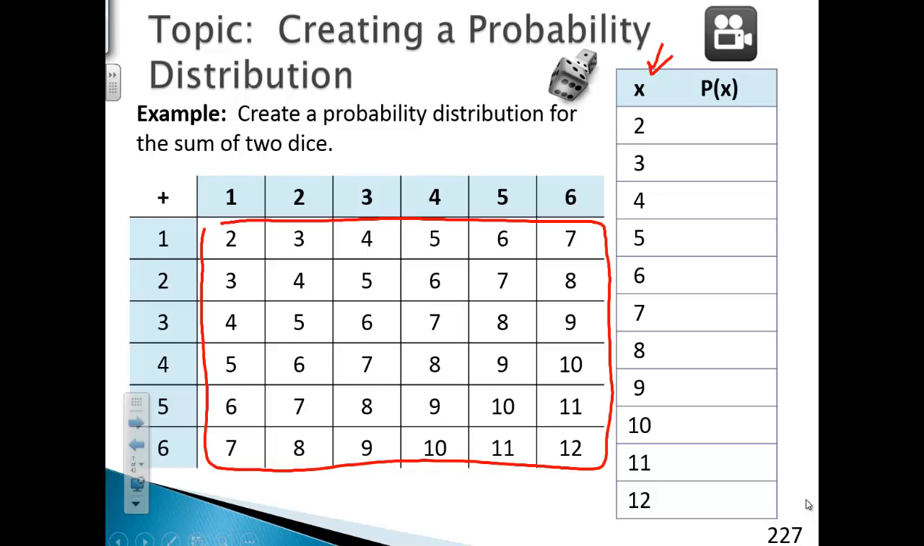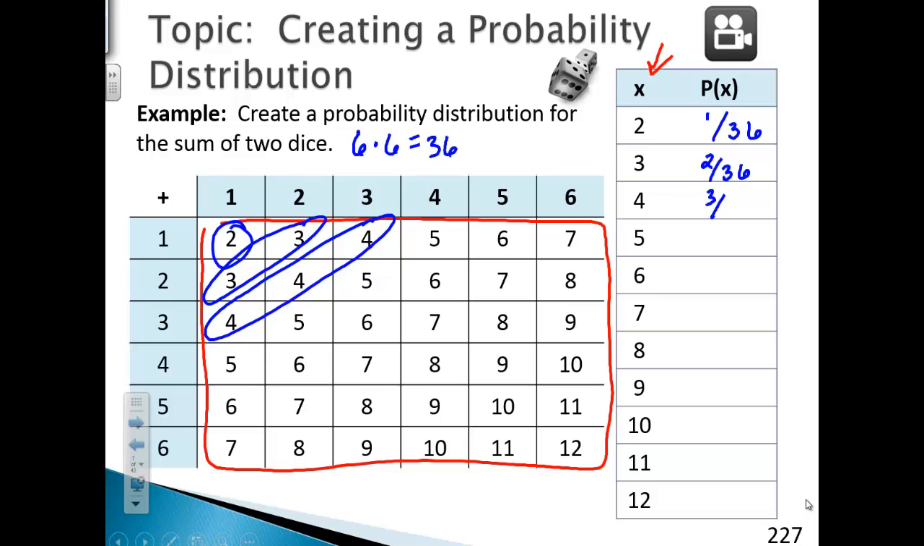We need to determine the probability of each one. So the probability of getting a 2, there's only one 2, so we write 1, and then out of how many? And remember, we found the number of things in our sample space by doing 6 times 6 is 36. How many 3's do we have? We have 2 out of 36. 4's would be 3 out of 36. 5's would be 4 out of 36.